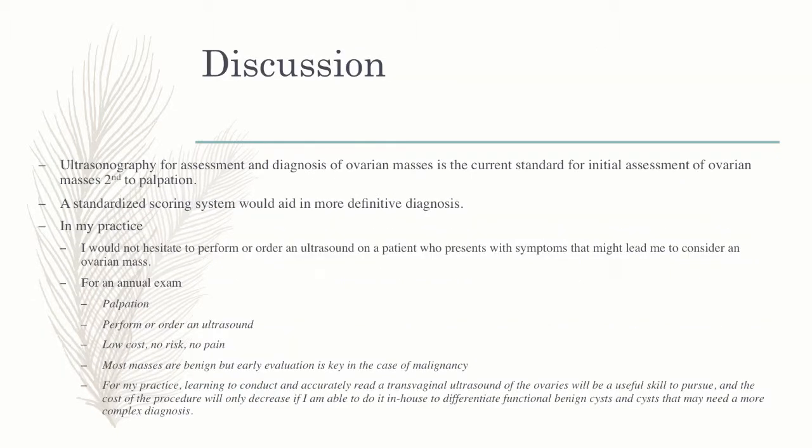So, discussion. What am I going to do? What should we do about this? Ultrasonography for assessment and diagnosis of ovarian masses is the current standard for initial assessment of ovarian masses after patient history. Personally, a standardized scoring system would aid in a more definitive diagnosis. I was kind of surprised, like I said before, that I could not find one single one. Perhaps there are studies out there on these tools. I know sometimes that takes a while to determine ones that are really good and definitive. But it would be great to have some kind of standardized one.